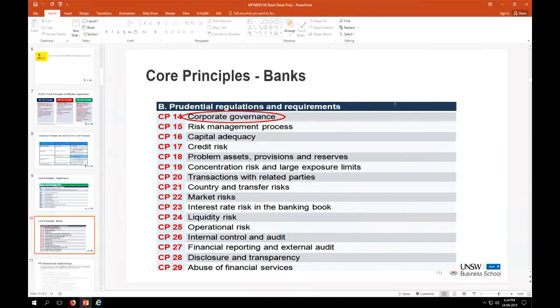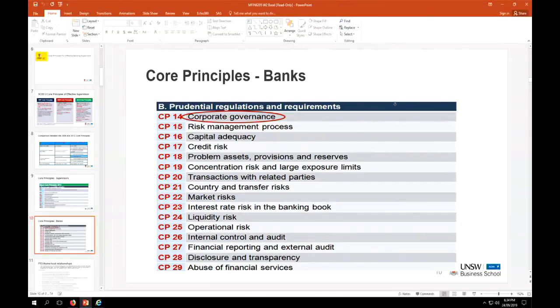We'll spend time in week 9 talking about corporate governance, but out of interest, what do you think corporate governance is? What does the term actually mean to you? A well-defined risk management team. Good start, right? Risk management is an important part of it. But it's actually more than that.